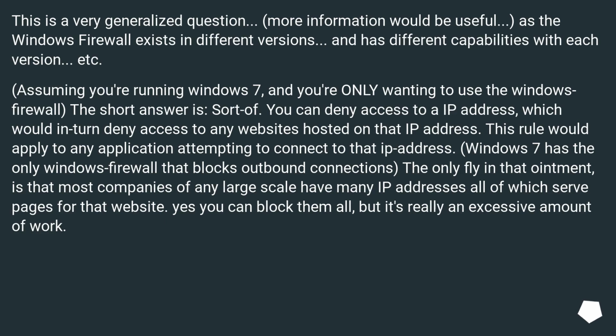You can deny access to an IP address, which would in turn deny access to any websites hosted on that IP address. This rule would apply to any application attempting to connect to that IP address. Windows 7 has the only Windows Firewall that blocks outbound connections.